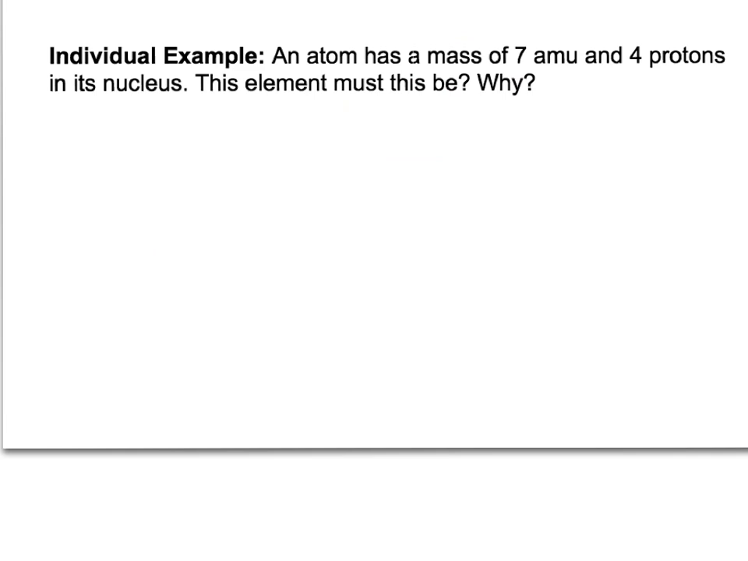For the individual example, I ask, an atom has a mass of 7 AMU and 4 protons in its nucleus. This element must be in Y. So pause the video here and try to figure out the answer on your own, and then check it with mine when you unpause the video. Okay, so the thing to realize here is that is the information that the question gives you. The question gives you both the mass and how many protons. Then it asks us, what is the element?